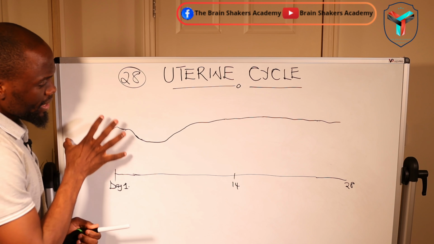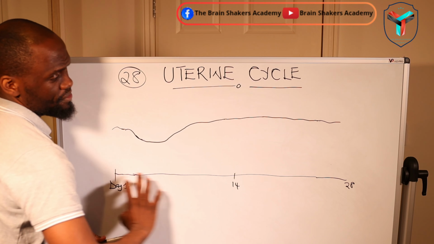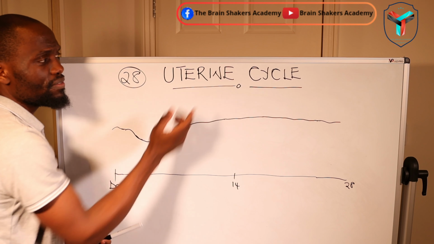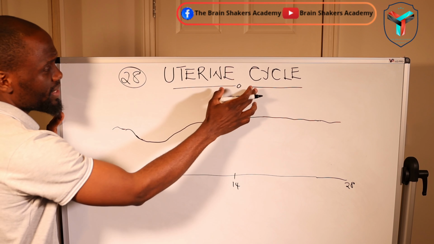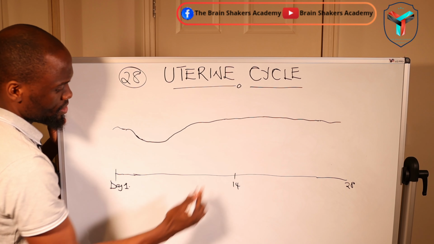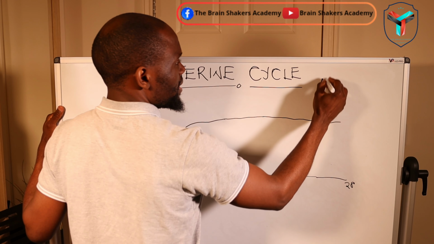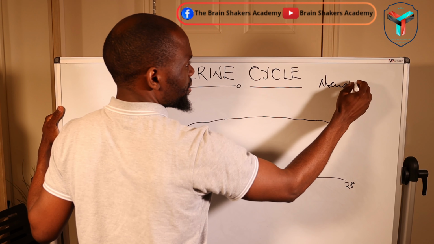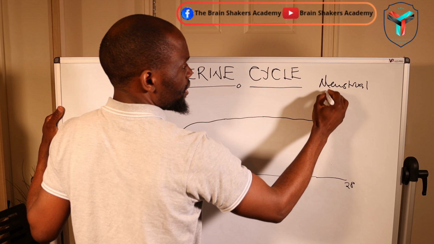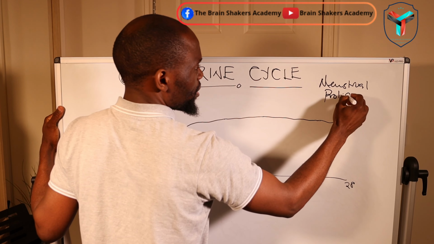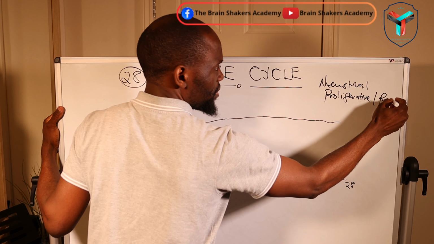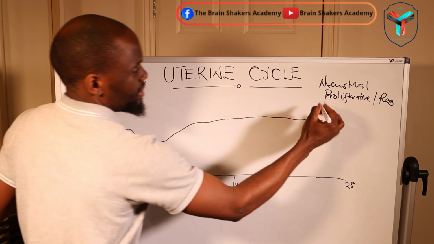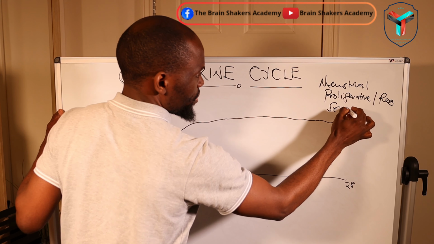So, the first stage in the process of the uterine cycle is the menstrual phase. The uterine cycle can be broken down into the menses, or the menstrual period, and then what we are going to call the proliferative, which is also called the regenerative, and then we have the secretory phase.